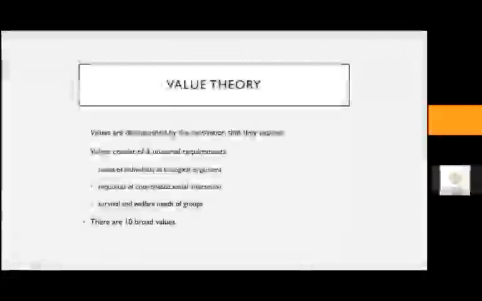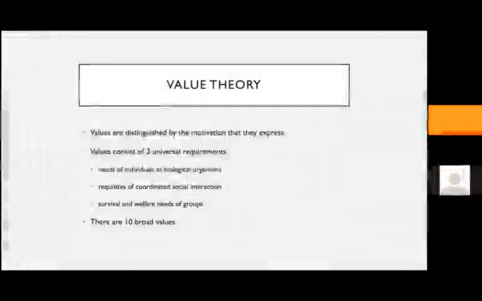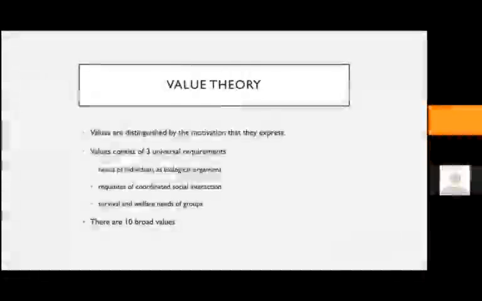And the final one, survival and welfare needs of groups. Because we exist in societies and in countries, values also have to have this requirement of groups, not just the individual. So these are the 3 requirements he came up with. And then he came up now with 10 values, which are basic to every individual, every organization, and every society.